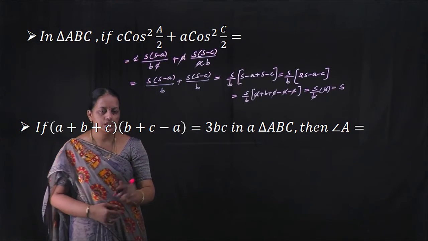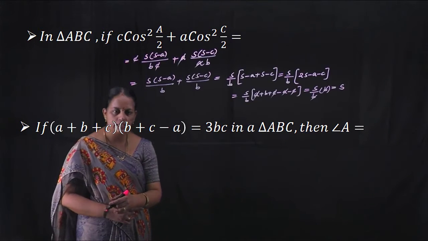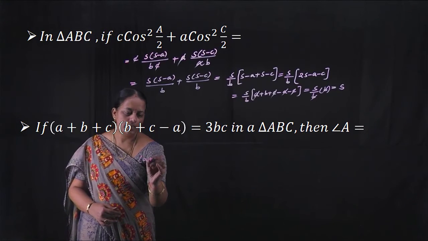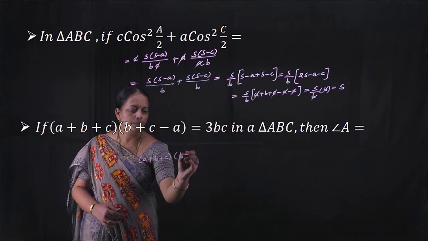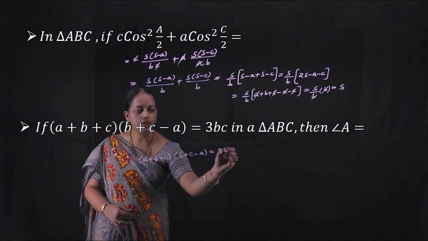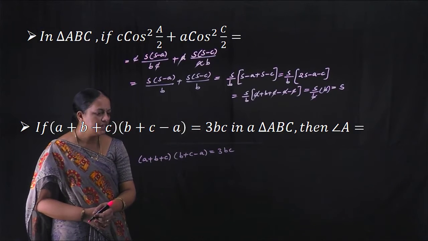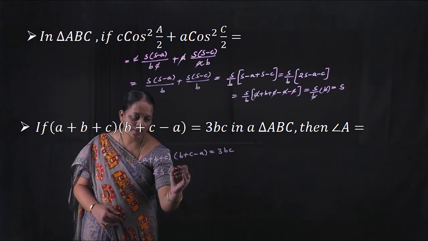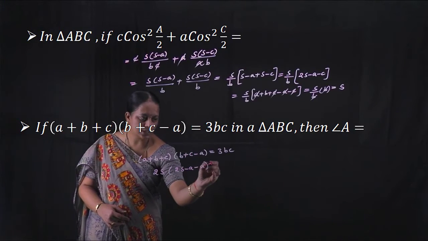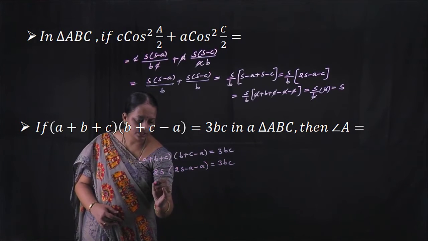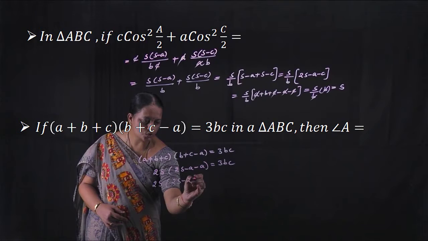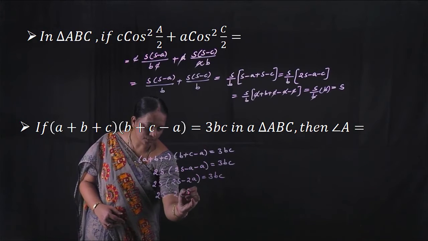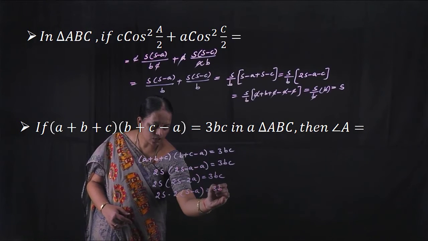And the next question is, if (a plus b plus c)(b plus c minus a) equals 3bc in triangle ABC, then angle A is equal to what? We are given that (a plus b plus c)(b plus c minus a) is equal to 3bc in triangle ABC. We know that a plus b plus c is equal to 2s and b plus c minus a means 2s minus a minus a, is equal to 3bc. It can be written as 2s into (2s minus 2a) is equal to 3bc. From this we can write 2s into 2 times (s minus a) is equal to 3bc.